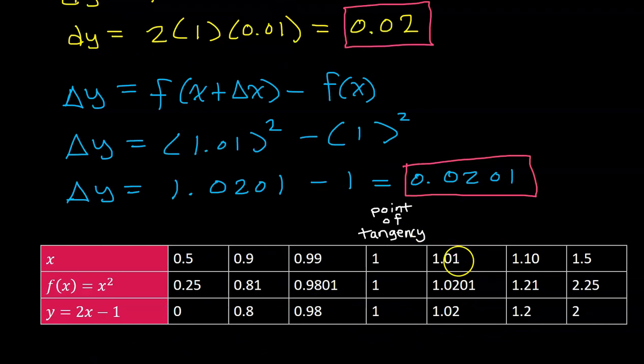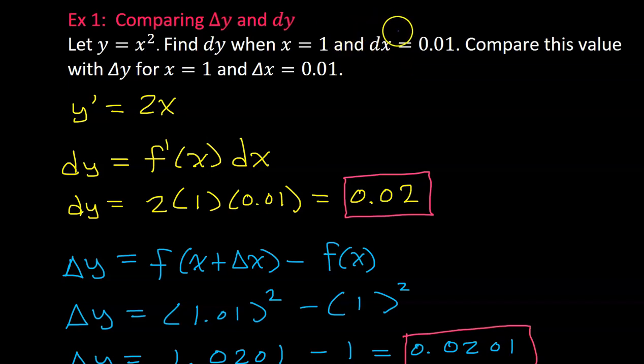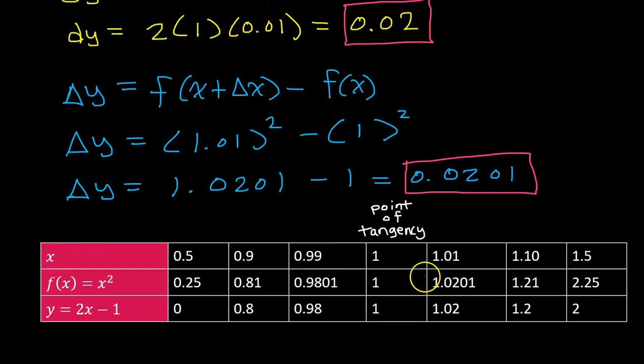Let's take a look at this table that will allow us to compare the values of the function to the values of the linear approximation for x values that are close to the point of tangency. Speaking of the point of tangency, when they said when x equals 1, and later compare the values with delta y for x equals 1, that x equals 1 is telling us that 1 is going to be where the point of tangency is. So notice that as we move from the point of tangency of 1 over to an x value of 1.01, the change in x is the 0.01. So this is the delta x, or we could call it dx.